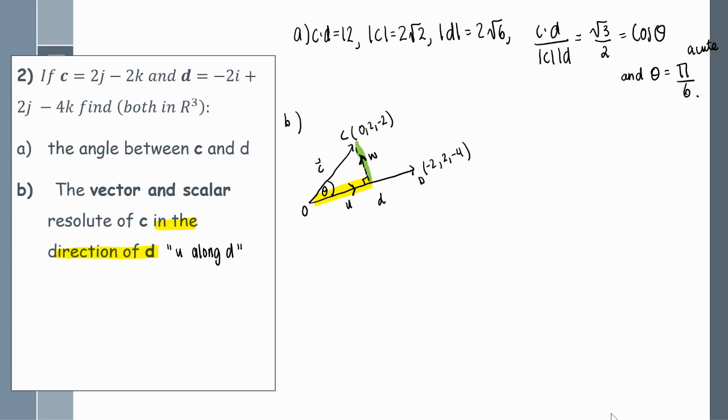You will start from the origin and go along D until it's directly under C, and then W will go from vector D up to the endpoint of C. Put in the other information. We know that U will be equal to a constant gamma times vector D. And we know that W will be minus U plus C, or if we rearrange this, this will be C minus gamma D.